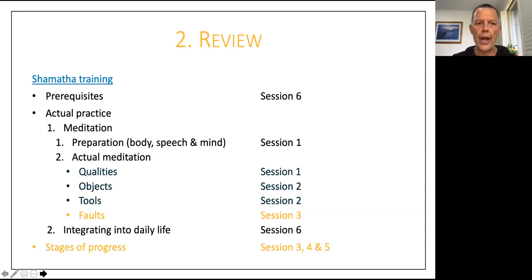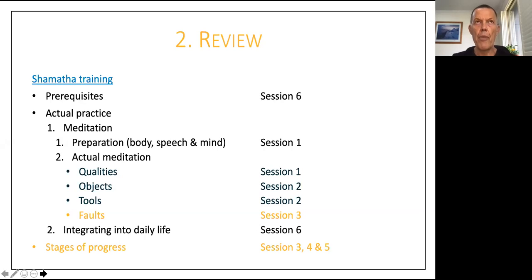With respect to the actual practice, there's 2 parts. There's meditation and integrating into daily life. And with the actual meditation practice, we've already looked at how to prepare body, speech, and mind in session 1. And with respect to the actual shamatha meditation, we also looked in session 1 at what qualities we are to cultivate. And in the last session, we then looked at what objects should we use to focus on in this practice, and what tools do we use in this practice. This session, we're going to go on to look at what faults could arise in the practice and how do we overcome them. And then also in session 6, how to integrate this practice into daily life.